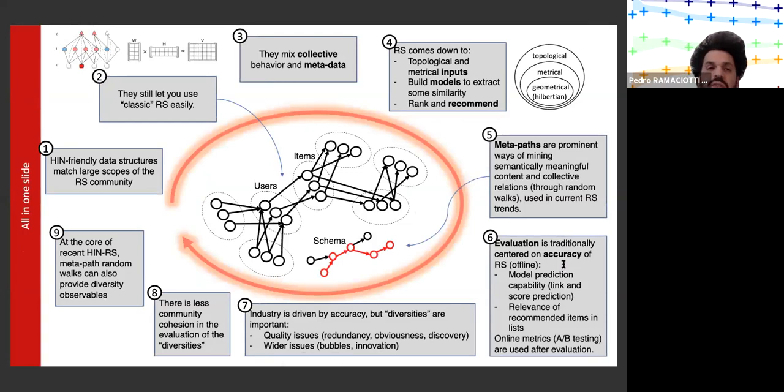So here I try to put everything in one slide. I think it's useful to think of data structures that are at least friendly with this, meaning that it could be easily extracted, something like this, so that a lot of code that is being done out there in top journals and top conferences could be recycled and used.